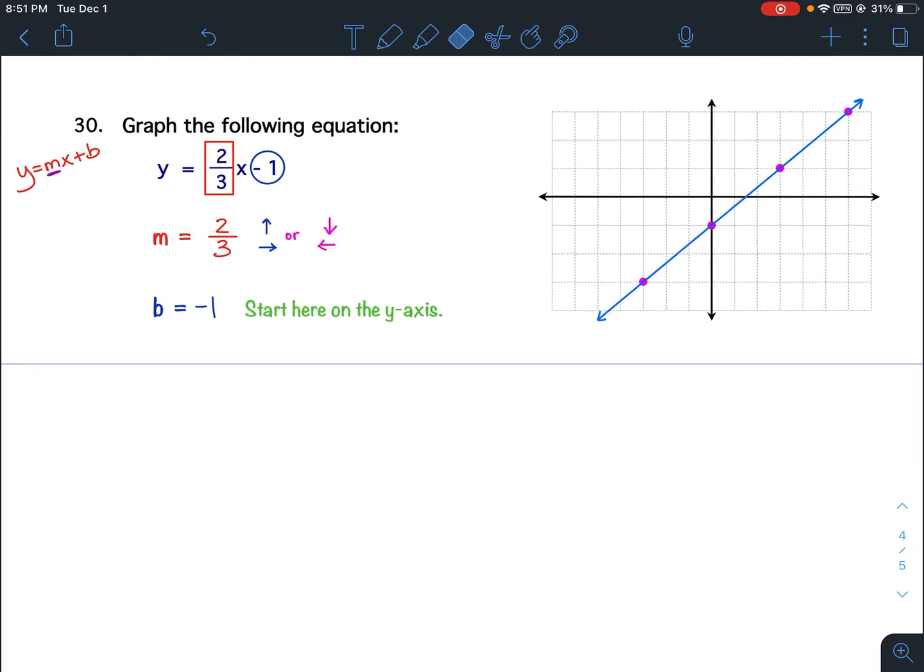And that is it for question 30. That's actually everything for the proportional relationships worksheet.